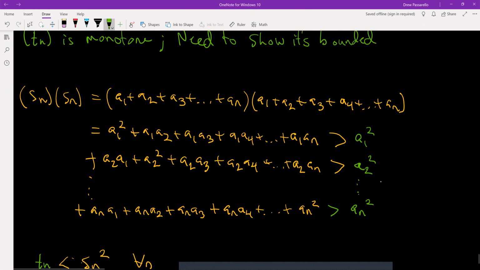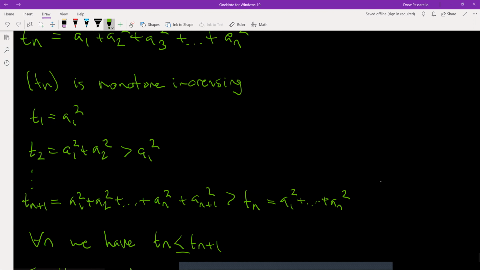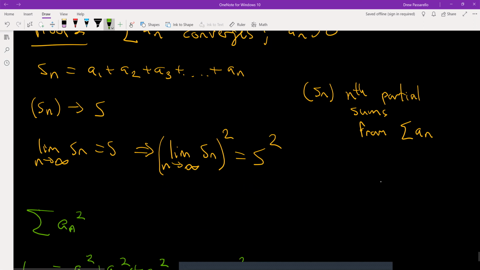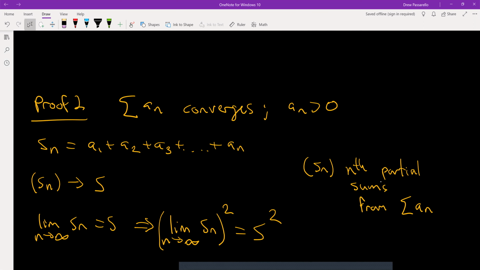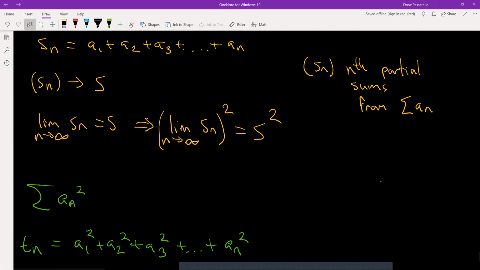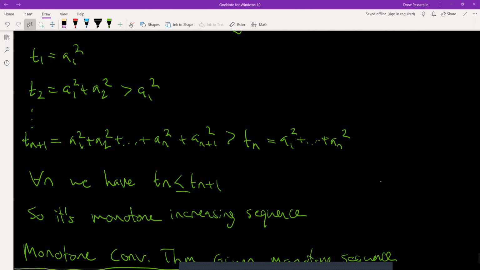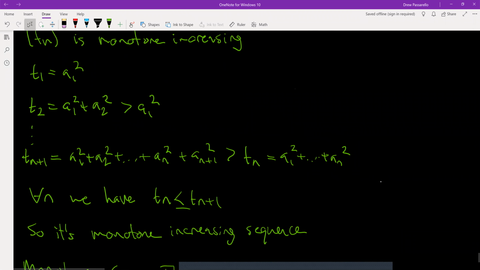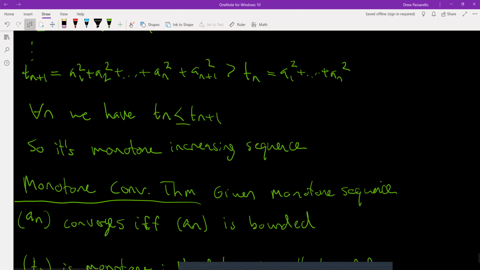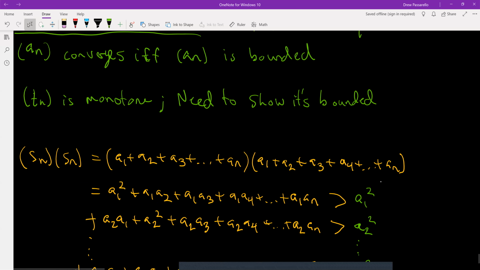All right, so that was the second proof, the way I did it at first. I just looked at, well, what are the terms of the sequence of partial sums for the an squared series, and noticed that, well, that's bounded and it's increasing. So by the monotone convergence theorem, it's going to converge.